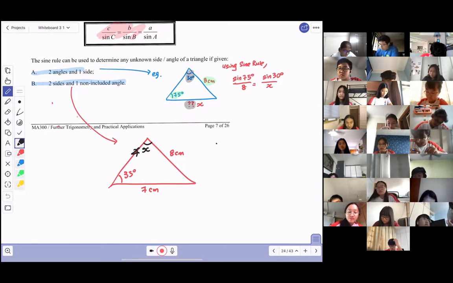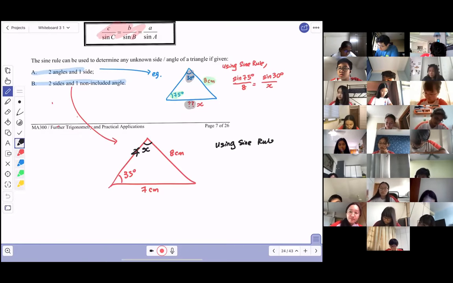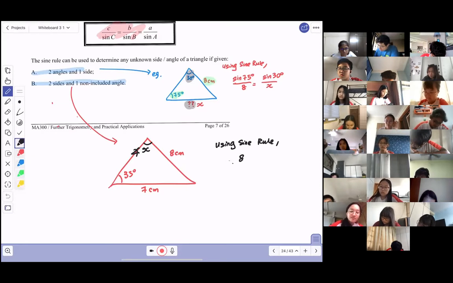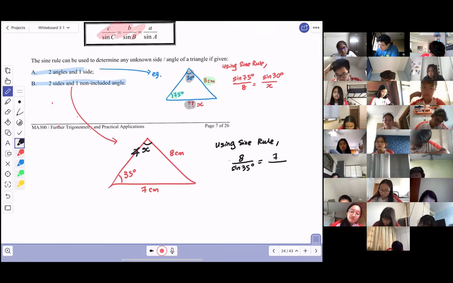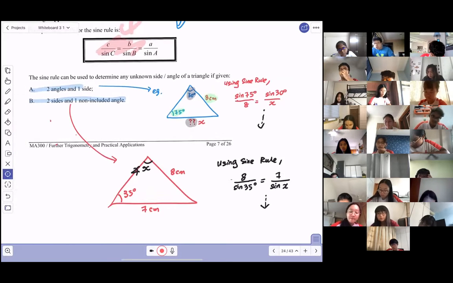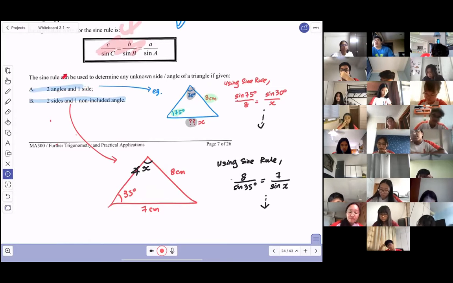So simple, using the sine rule again. Just now I put my angles at the top, now I put them at the bottom. 8 over sine 35 is the same as 7 over sine X. So from here, you can find angle X as well. Very simple example, just to illustrate the situation. We probably cannot remember this. If you can remember, good. Generally, I don't remember this. What I do is I just whack.